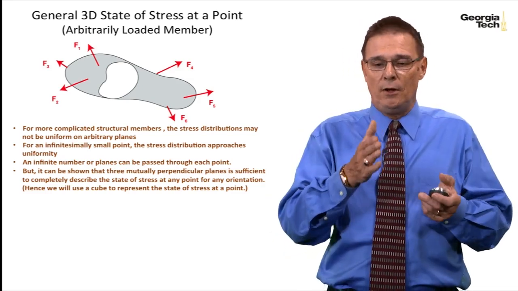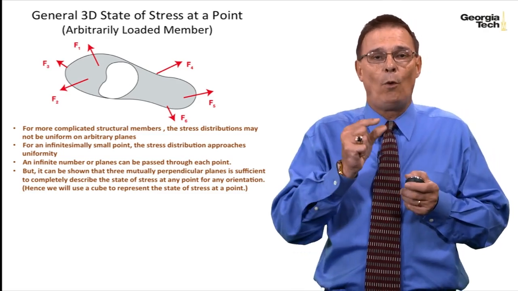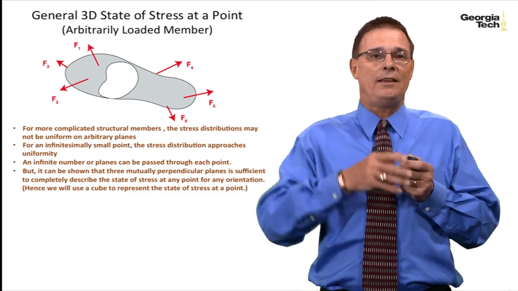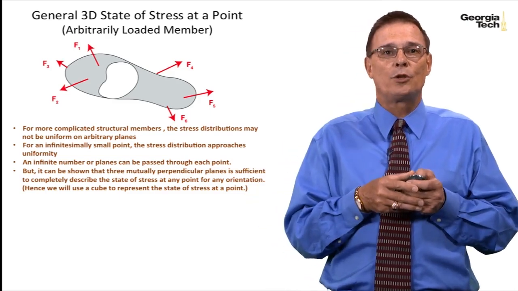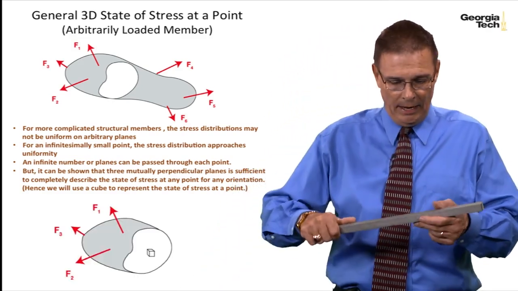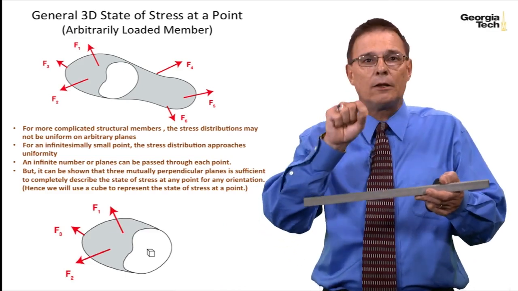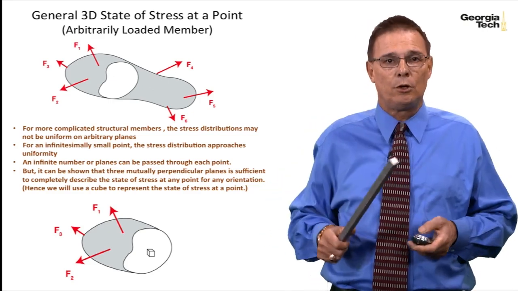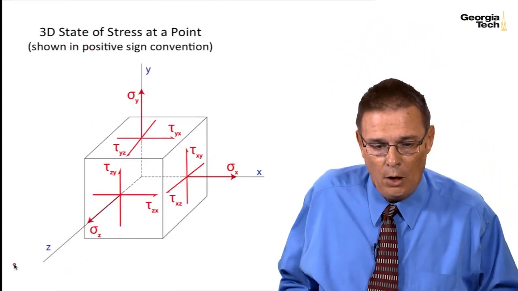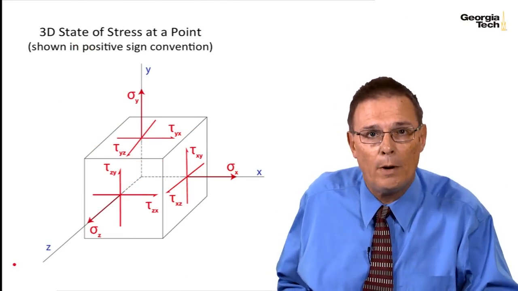And so hence, we'll use a cube as our infinitesimally small point for the state of stress because a cube has 3 mutually perpendicular planes. And so here's our member, and we can cut into this member at any point and shrink down and look at a cube, and I've shown a little cube in there. Okay, here is my 3D state of stress at a point shown by a cube.